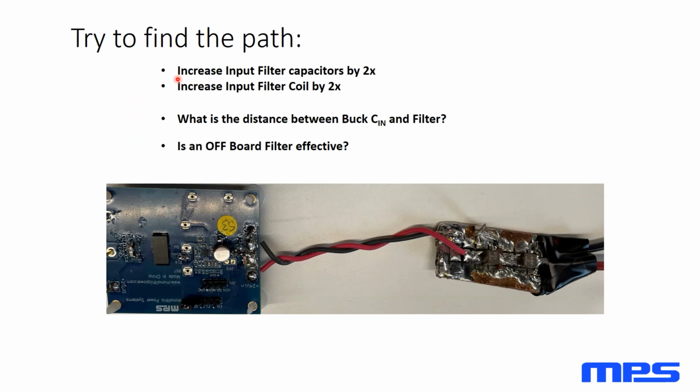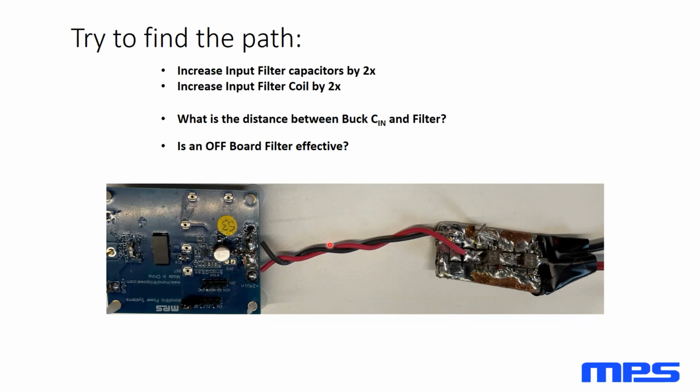Now, when we're looking at the input filter, typically that's going to be in the lower frequency range. Inductors and things like that stop being inductors when you get into really high frequencies. So if we have issues at the lower frequency and we change some of these components, do we see a corresponding change in the emissions? If not, we need to think about why. So what is the distance between the buck C-in and the filter? Are we seeing some of that coupling from our converter bypassing our filter?